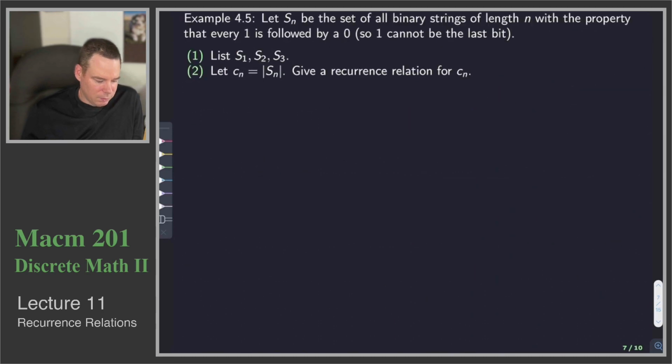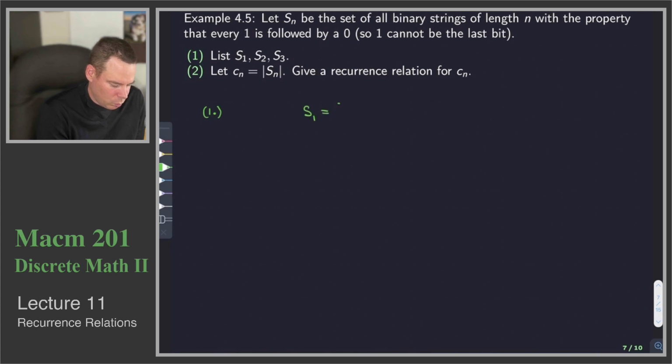All right, let's have a look at some examples. Now we'll come back to that first motivating problem, the set of binary strings of length n with the property that every 1 is followed by a 0. So that's what we're going to call our set S sub n. So the first question says, let's get a feel for these sets for various values of n.